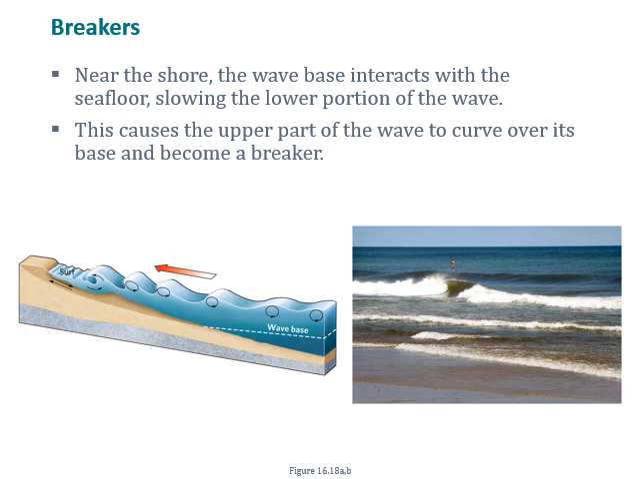So near the shore, the wave base interacts with the seafloor, slowing it relative to the higher portions of the wave. This causes the upper part of the wave to curve over its base and become a breaker. So this is how waves break. Waves are present in the ocean in all locations near the surface. However, it's just when they come closer to the shore and reach those shallower areas that they start to break and turn into the waves that people are more familiar with.